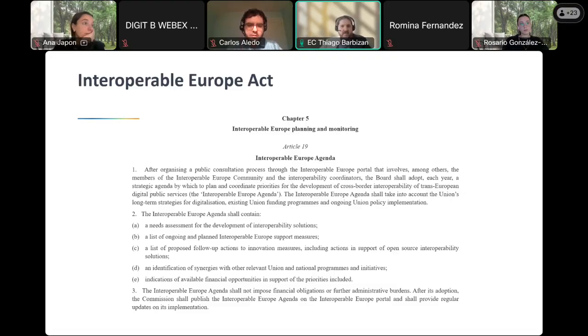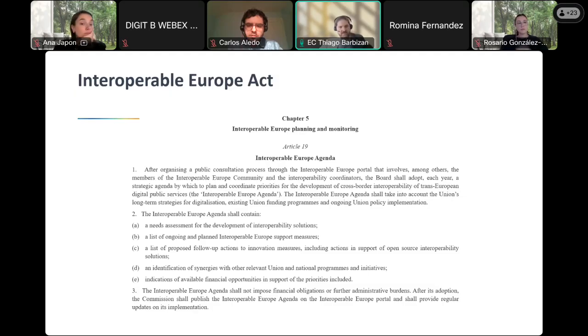And what is this agenda about? It is a roadmap looking into, as the points you see on the screen, needs assessment for the development of interoperability solutions, a list of ongoing and planned Interoperable Europe support measures, a list of proposed follow-up actions and innovation measures, including actions in support of open source solutions, the identification of synergies with other relevant Union and national programs and initiatives, and also an indication of available financial opportunities to support the priorities included in the agenda.